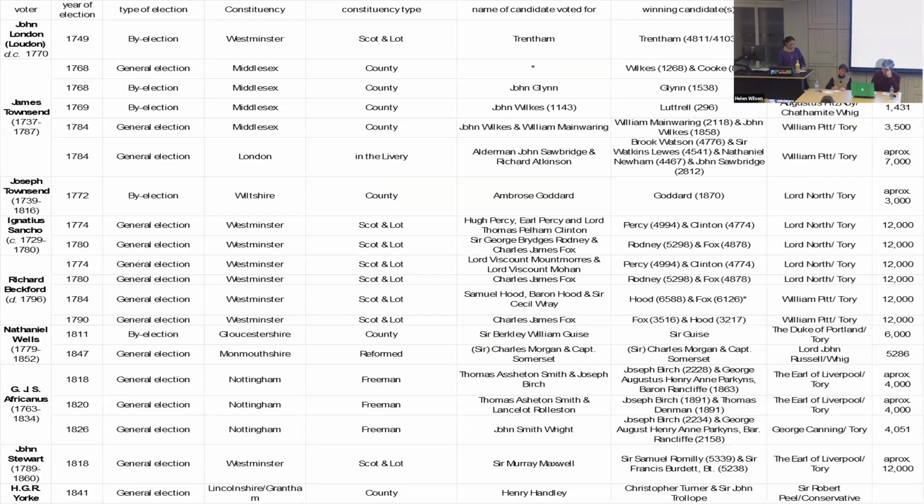Onto the voters. So on this slide, there's a table of all of the 9 voters, including Ignatius Sancho and John London. They are arranged in chronological order from the first known vote of each person, and they're showing a lot of detail: for each election the voter took part in, who they voted for, and who won in those constituencies. So it is detailed, but I'll keep it up while I'm talking about each of the voters.